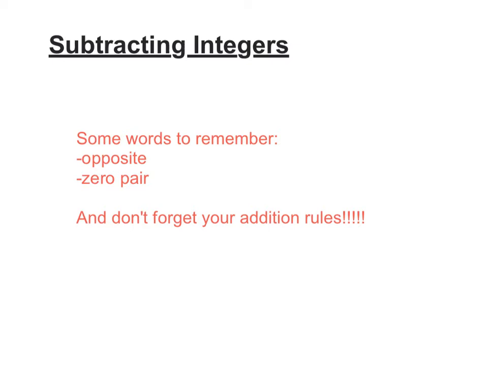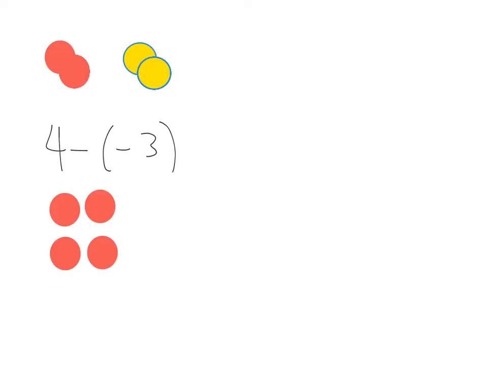So some words to remember. We defined opposite. That's a word you're going to need. We also defined zero pair. That would be one positive and one negative chip that combine to become zero. And then also don't forget your addition rules. Like ever, guys, you need those. You need to be thoughtful about them so that you do addition correctly whenever you're using your brain to do it. So let's get into our first example.